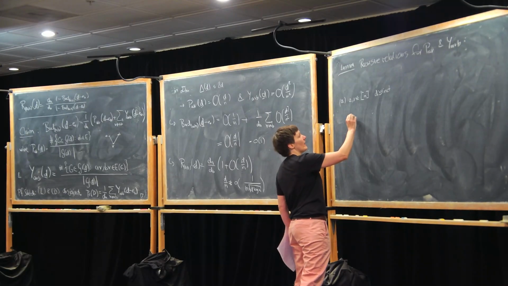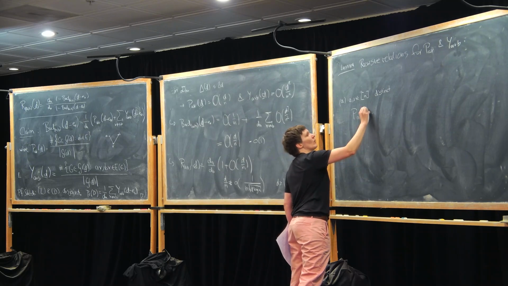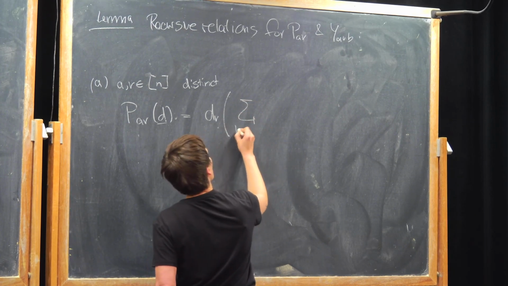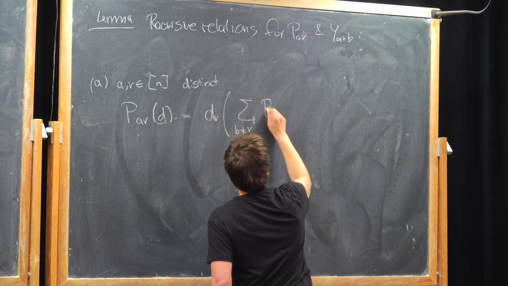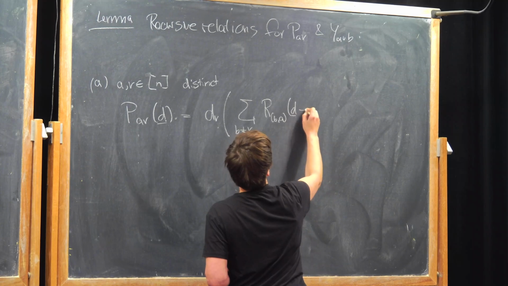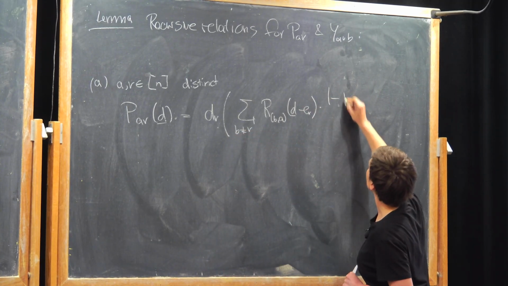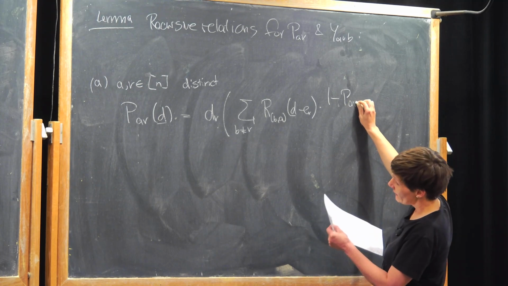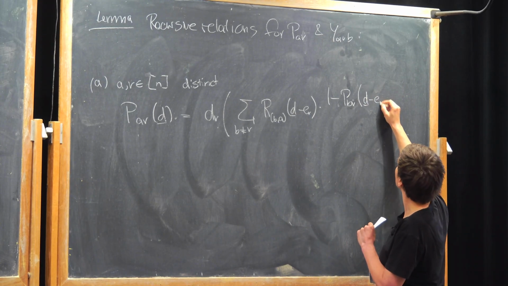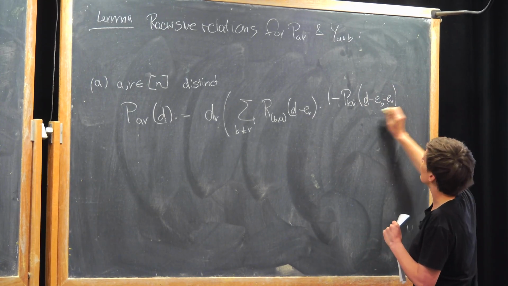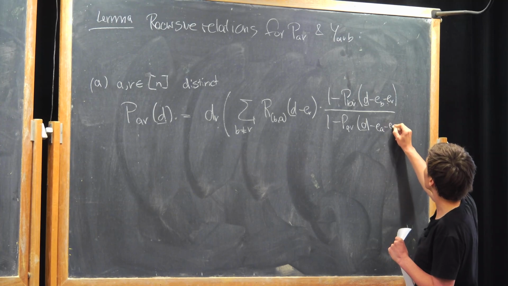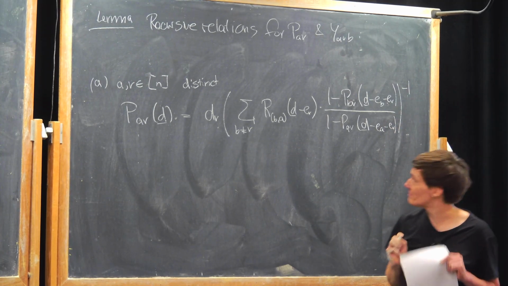And then you have that the PAV of D is equal to dV times the sum over all B that's not equal to V, the ratio of BA of a slightly reduced sequence times 1 minus the edge probability BV of a reduced sequence D minus EB minus EV over 1 minus PAV of D minus EA minus EV, raised to the minus 1.